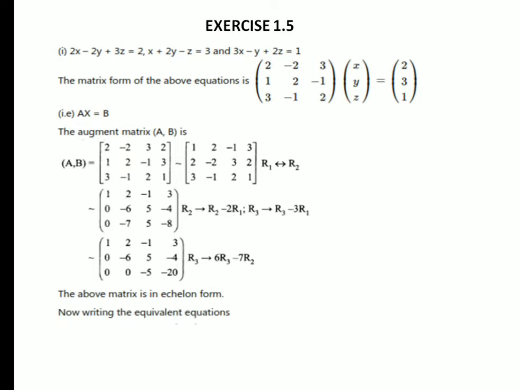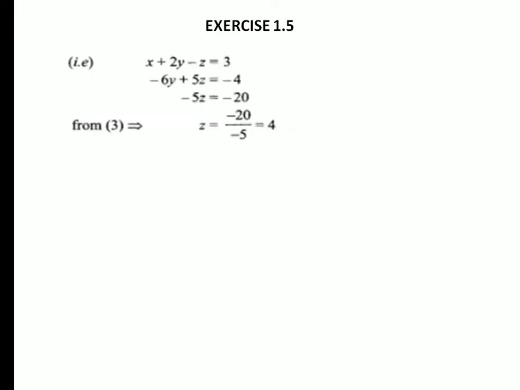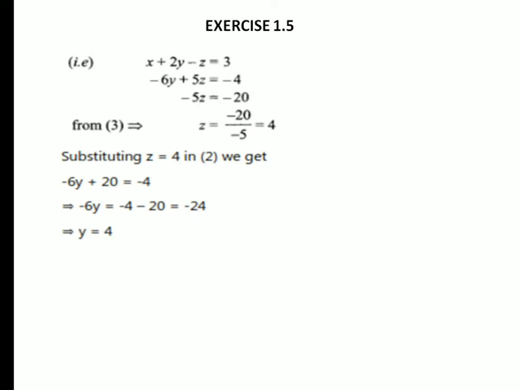Then now write the equivalent equation. Write it in AX equal to B. After that, you write the first equation, second equation, third equation. From the third equation, you find the z value 4. Next, substitute z value in the second equation. We get minus 6y plus 20 equal to minus 4. Then the y value is 4.